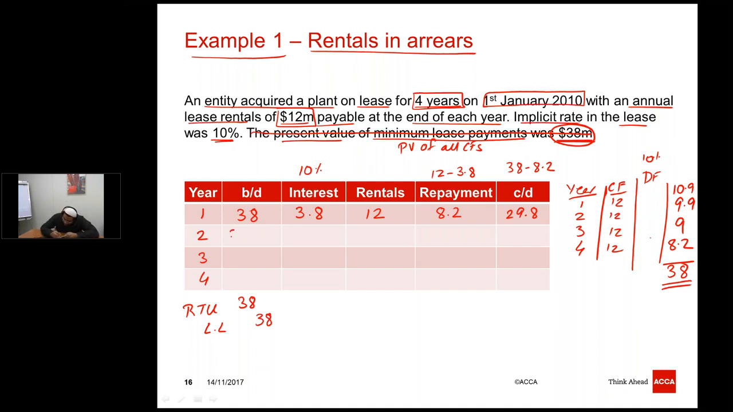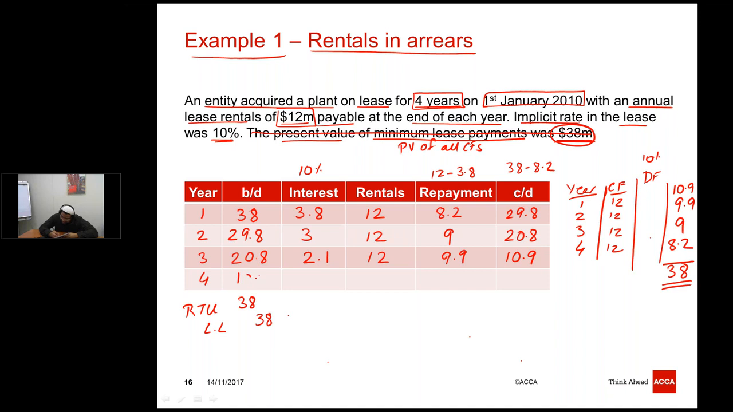So in year 2, the brought down is 29.8 and the interest rate is going to be 10%, which is approximately 3. So 12 rentals, repayment of 9, and the carried down is going to be 20.8. In the third year, the amount is going to be 20.8 and the 10% is going to be approximately 2, or I would say 2.1. So 12 rentals minus will become 9.9 and the carried down will become 10.9.